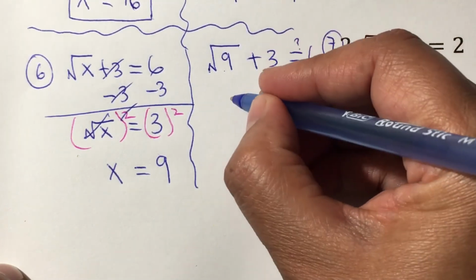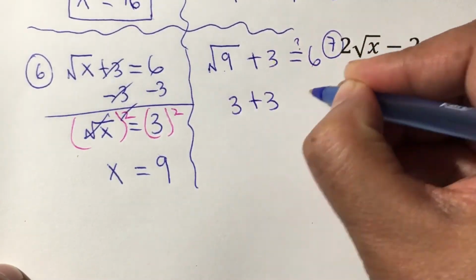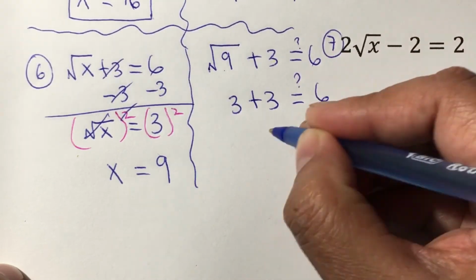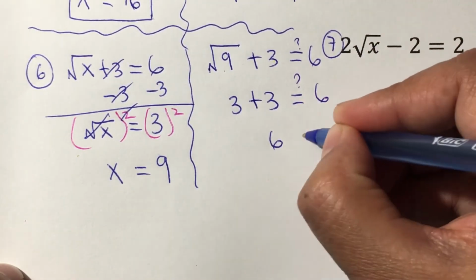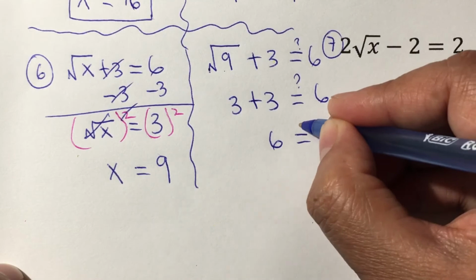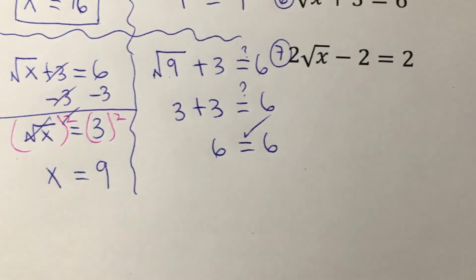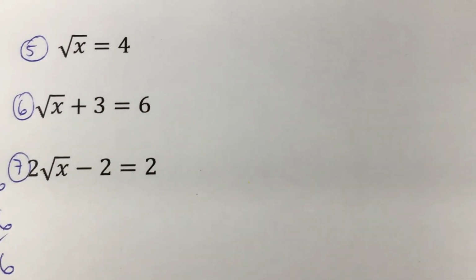The square root of 9 is 3 plus 3. Is it equal to 6? And yeah, 3 plus 3 is 6, which is equal to 6, so check. Okay, let's do number 7 over here.